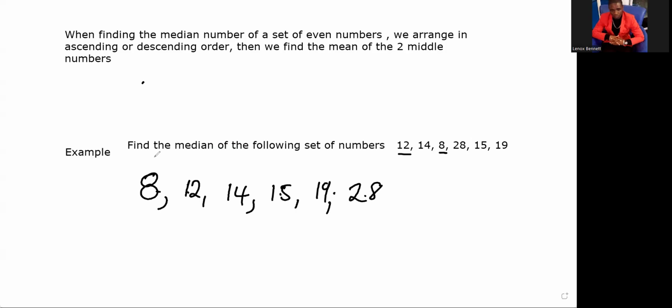Now remember what the rule says: the 2 in the middle. Let's see which 2 are in the middle. So we take 1 from this side, 1 from this side, 1 from this side, 1 from this side. Here, we're not going to get 1 in the middle. So we have these 2 in the middle. How do we find the mean? And that's what it says. Find the mean of the 2 middle terms.